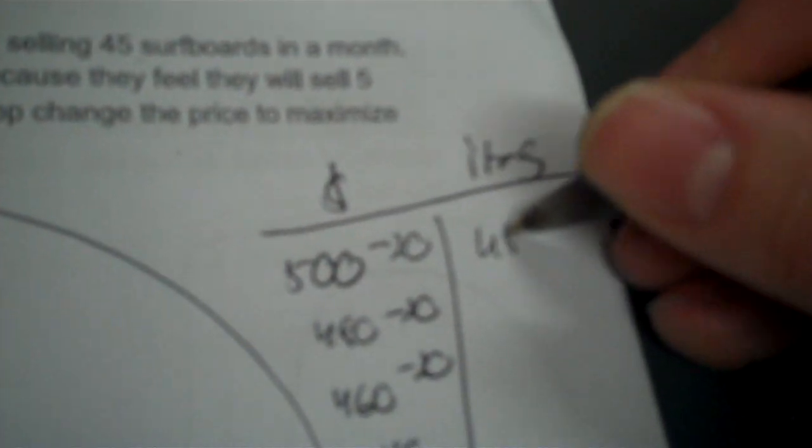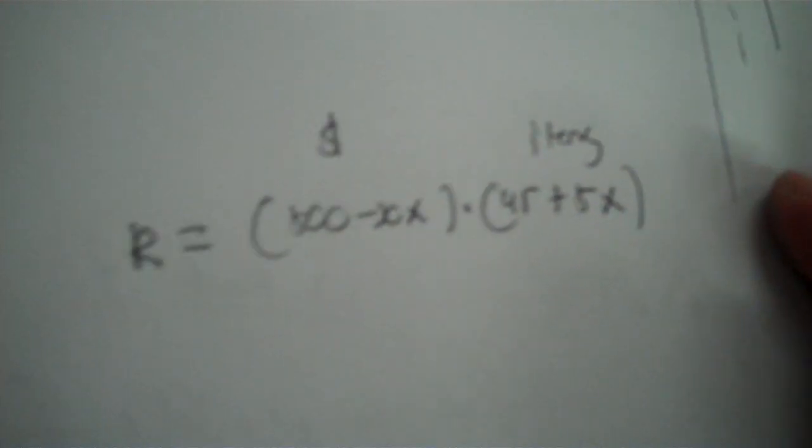Okay, then the items. Surfboards, well, we started at 45. And then if we're minusing, every time we minus 20 here, we add 5 here. Okay, if we're minusing here, we add here. So it's 50. Plus 5, 55. Plus 5, 60. So it's 45, no variable, plus 5x. Okay? You have to have a minus and a plus.